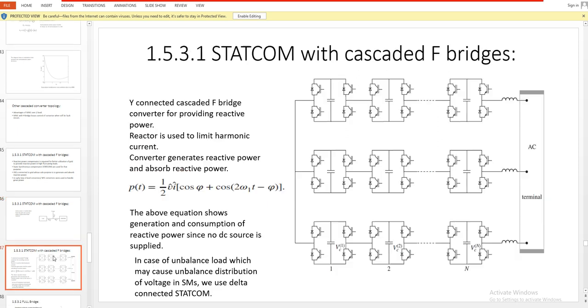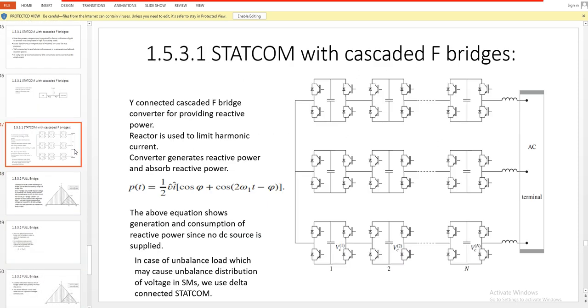So this is a Y connected full bridge converter for providing reactive power, and we have used a reactor here at the AC side terminal to limit the harmonic current. Now the converter can generate reactive power and it can absorb reactive power depending upon the value of this angle.